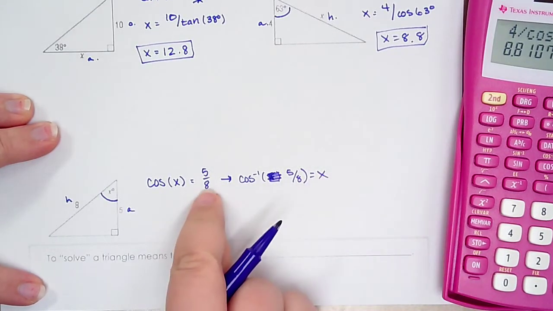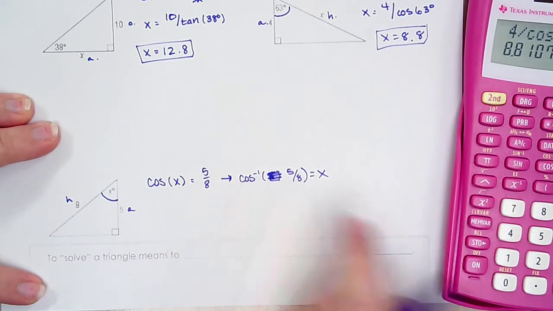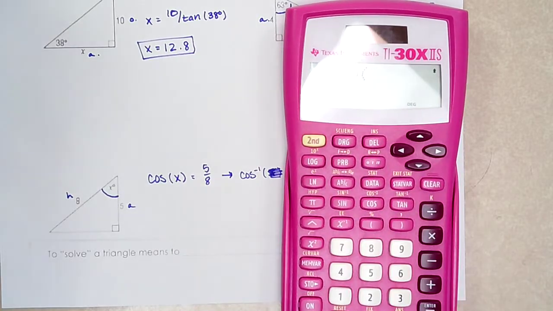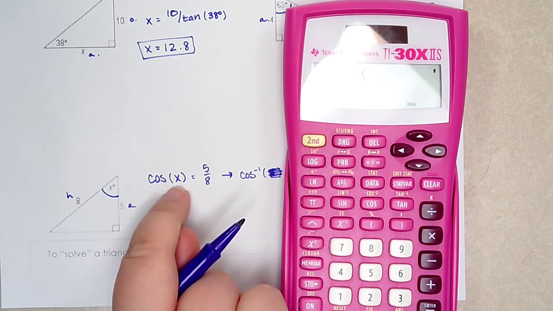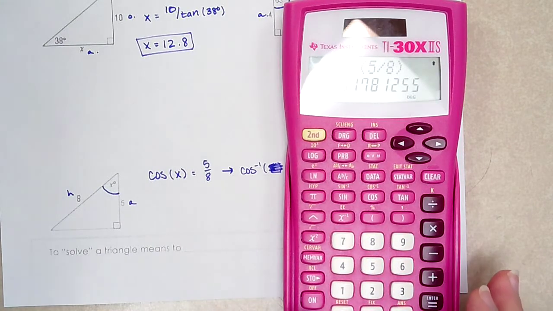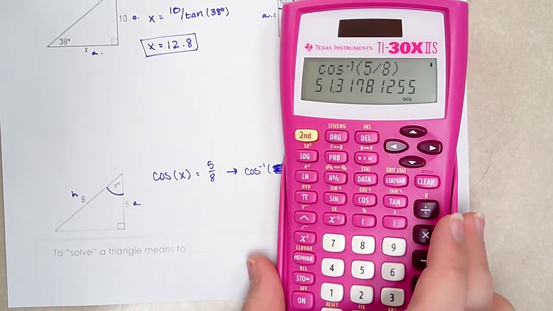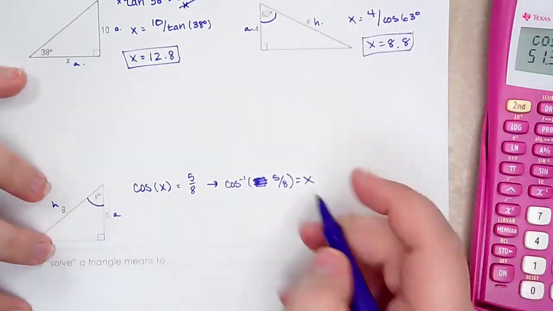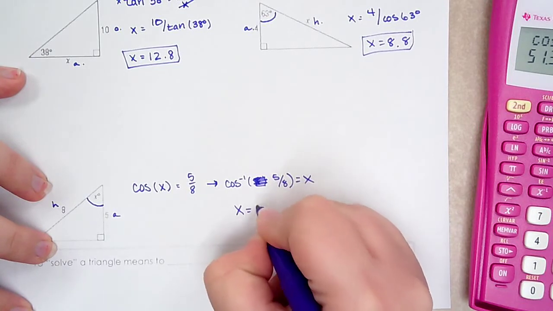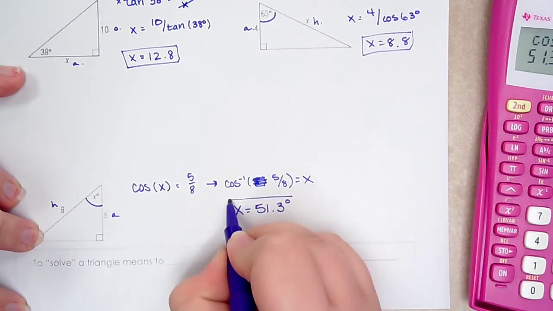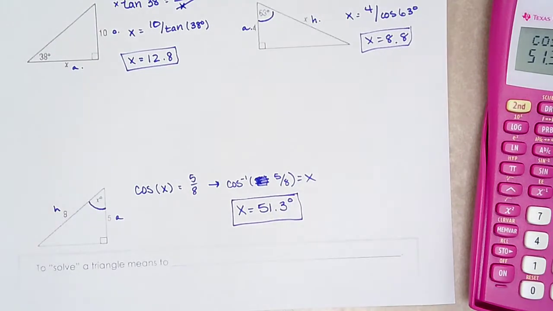Equals x. So all we've done is we've switched those and flipped our cosine of -1. So if I've got a fraction on one side and I need to solve for what's inside, I can flip that fraction and solve for x, which in this case is that missing angle theta. So I get x equals 51.3. And this one I do have to label because it's an angle measure. So I label it with the degree symbol.